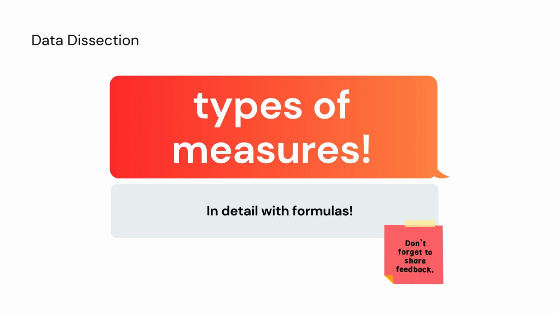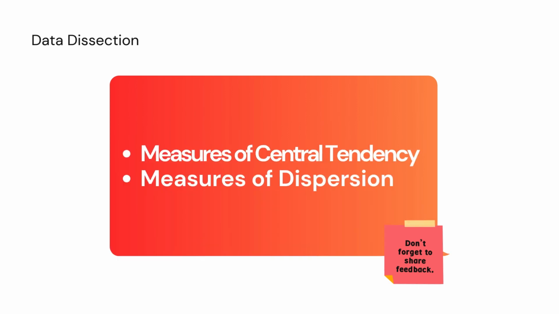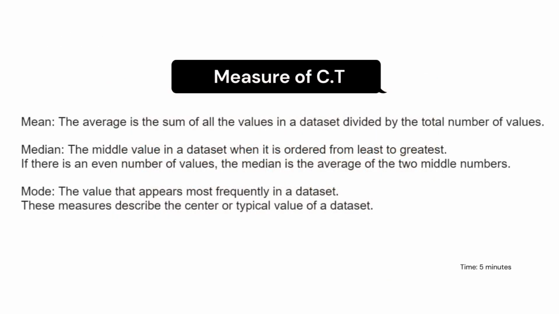So today we have brought you another video in which we are talking about the types of measures in statistics. So without further ado, let's start this video. There are two types of measures we are talking about today, which is measure of central tendency and measure of dispersion.